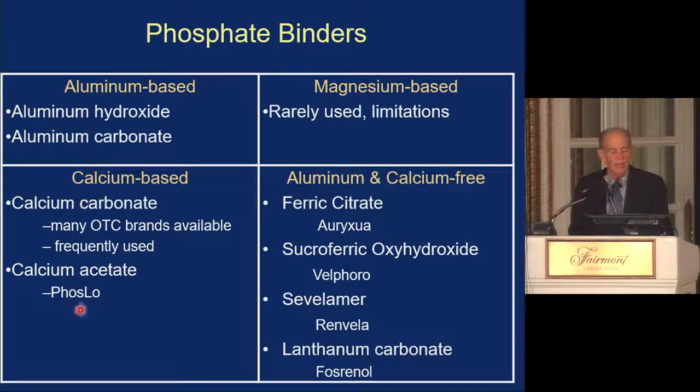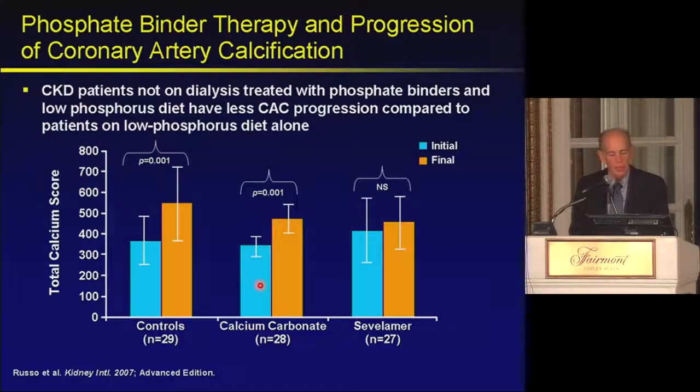There are a lot of calcium-based binders being used out there. Magnesium is rarely used, and then there's a lot of aluminum and calcium-free. We're not going to talk about the differences in the iron-based binders, sevelamer, lanthanum. The big, in this country, it's really sevelamer versus calcium. That's what the market is, so let's talk about that a little bit.